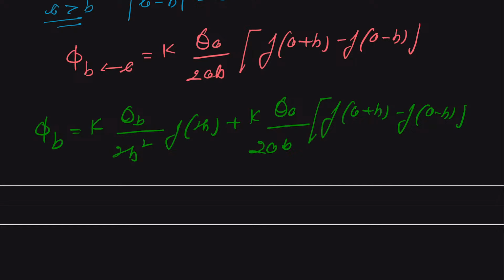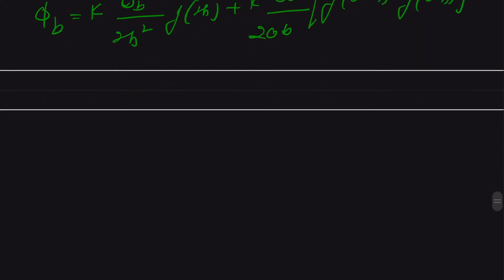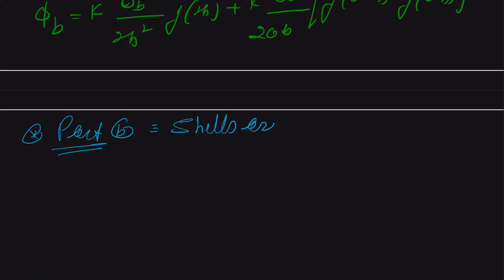Now in part B, we are given that these shells are connected with each other. So it means they are at the same potential. So the potential at A will be equal to the potential at B. Let us suppose this is phi. And the question asks us to find phi B, which will be the same.